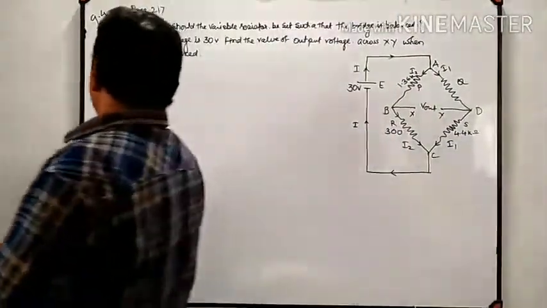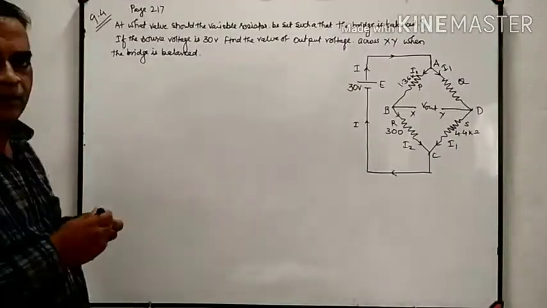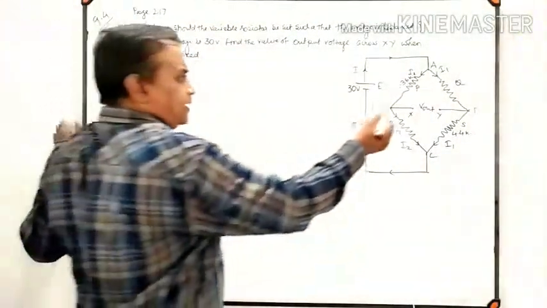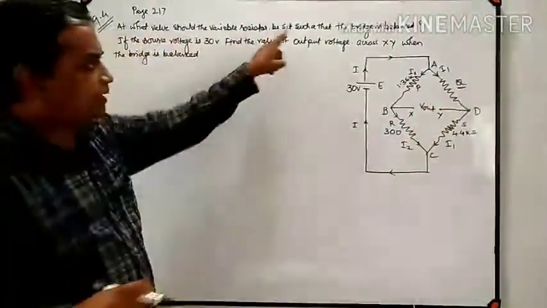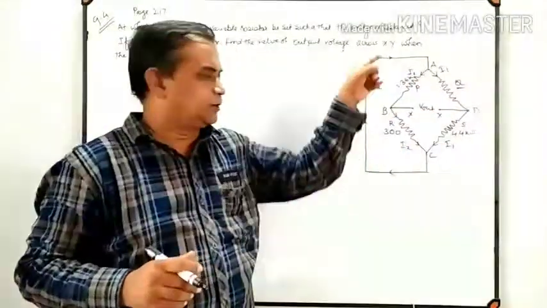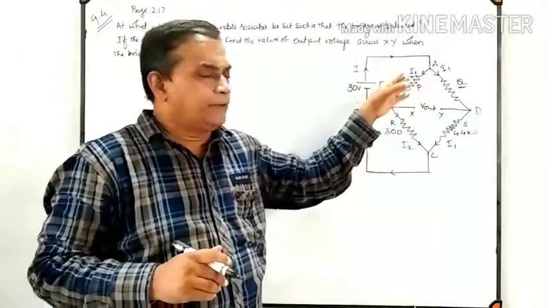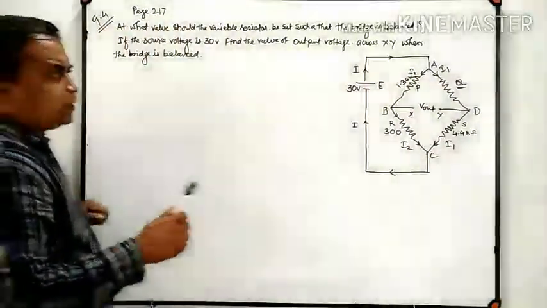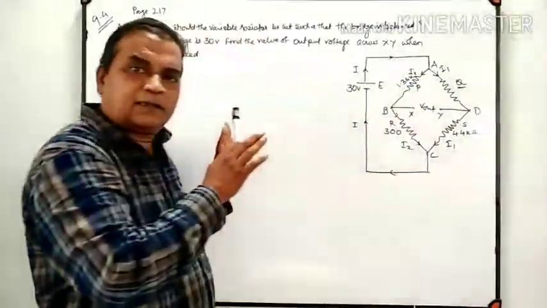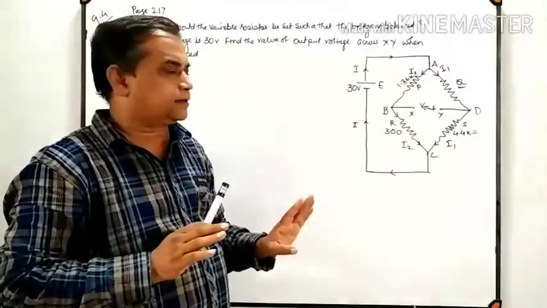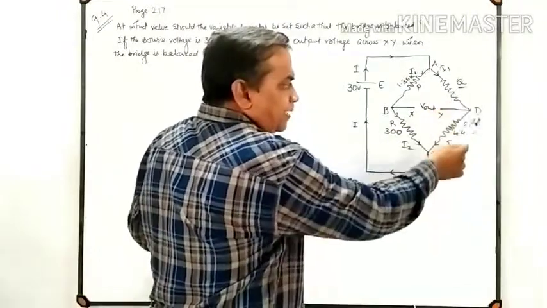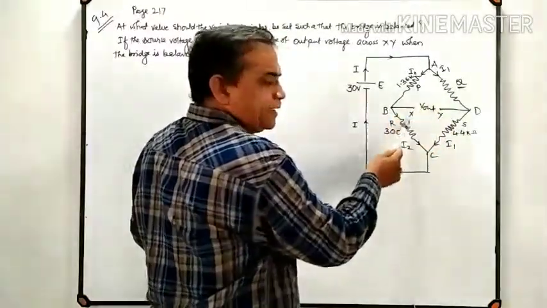One of the examples given in your textbook, on page number 217, asks: at what value should the variable resistor Q be set so as to balance the bridge? Here this is a Wheatstone's bridge, and when it is balanced, what is the bridge balancing condition? See carefully. A and C are diagonally opposite corners. So the ratio of Q divided by S must be equal to P divided by R.